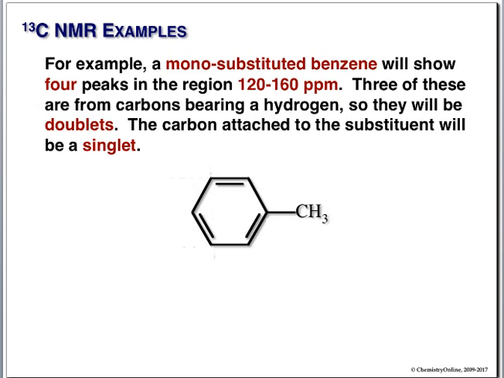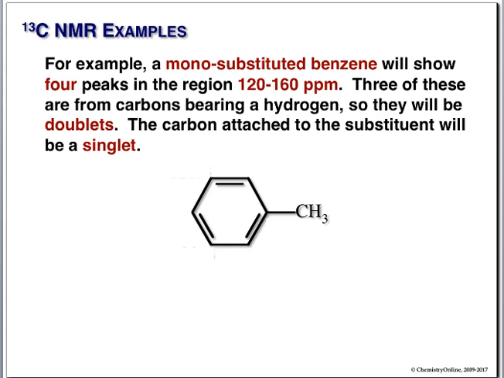All right, let's look at toluene. It's a monosubstituted benzene. We've already said that we're going to get peaks here between 120 and 160 parts per million, right? This one has no hydrogens. So that's going to be a singlet, isn't it? 1 peak. This one, which is the same as this one, has one hydrogen. That's a doublet. This one, one hydrogen, it's a doublet. And this guy is also a doublet.